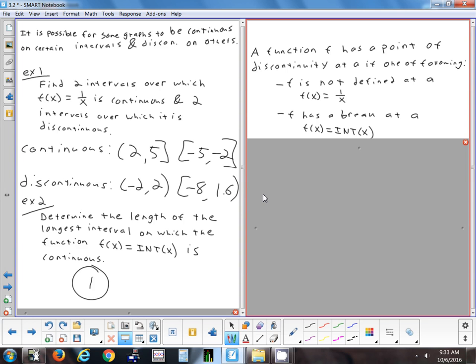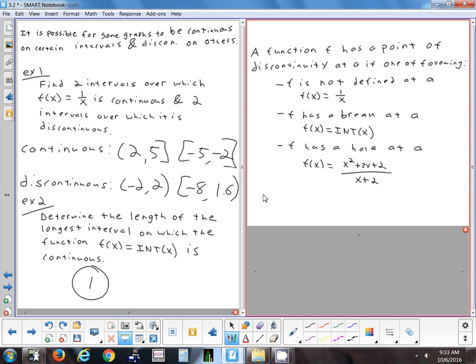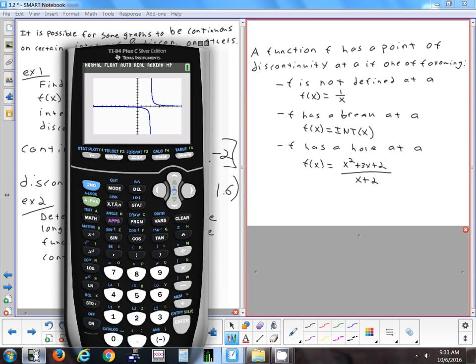And the last way you can have a discontinuity is kind of like the first one. You get a value that's undefined, but it's a hole. It's not what we call an asymptote. This is a vertical asymptote. The reason this one is tricky is because you will not see it on the screen. Let me type that in, and we should know that there is a problem here somewhere.